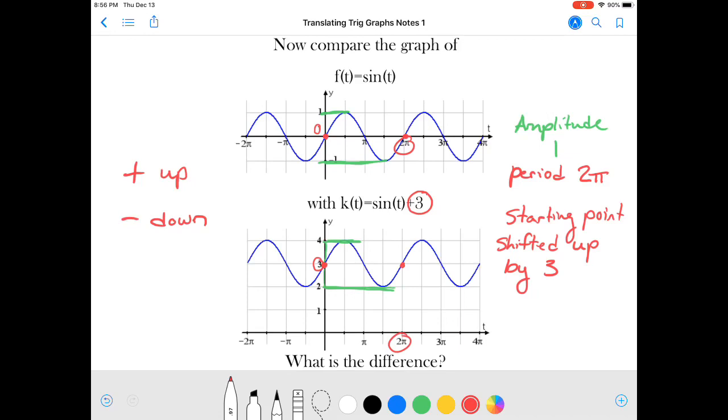So let's think about the position of the numbers in the functions we just looked at. If we're adding or subtracting a number inside of the parentheses of the function, that's going to mean a shift to the left or to the right. If we're adding or subtracting a number outside of the parentheses, that's going to indicate a shift up or down. So inside the parentheses is that side-to-side motion. Outside of the parentheses is the up and down motion.